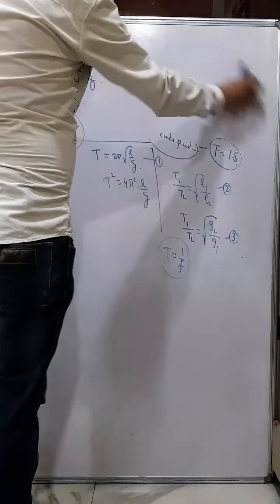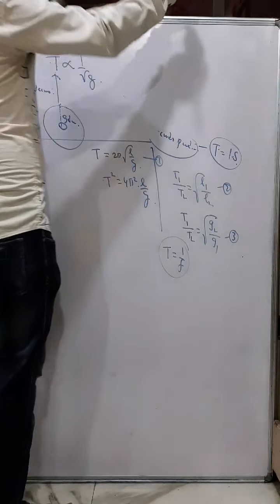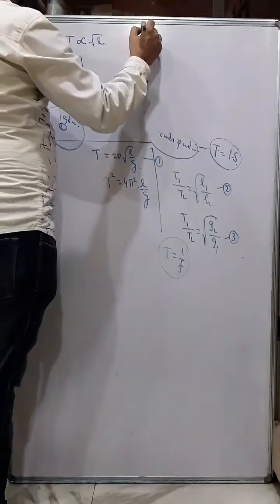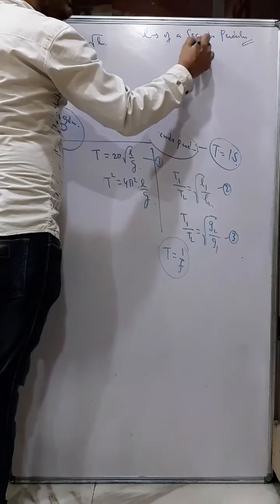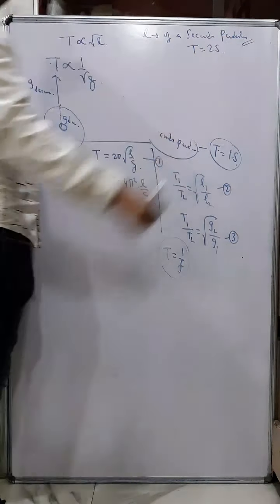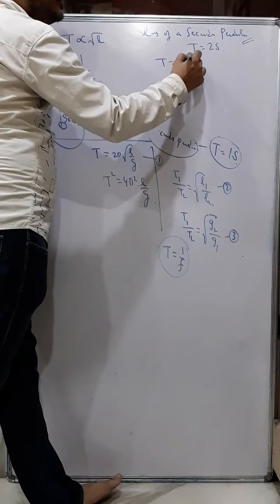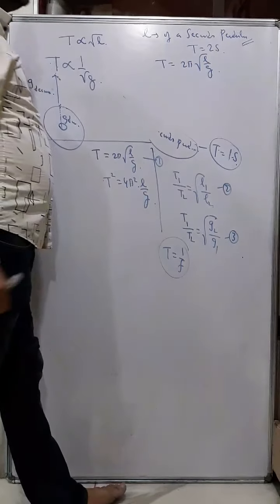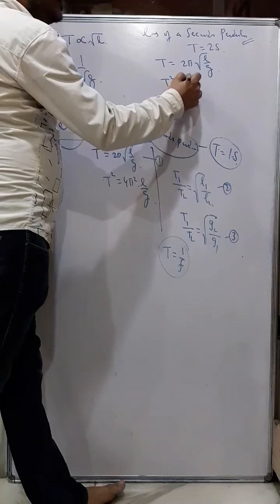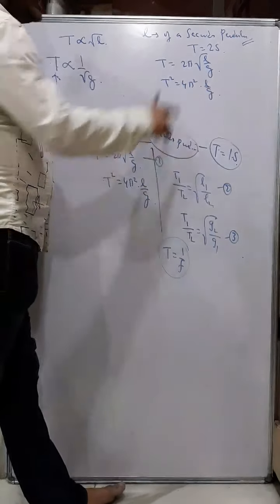Then another important sum comes. It's given in your example: calculate the effective length of a seconds pendulum. So just now I told you that a seconds pendulum means the time period will be equal to 2 seconds. Now from there, we can get the effective length. T is equal to 2 pi root over L by G. So we get T square is equal to 4 pi square L by G. And the time period is 2.